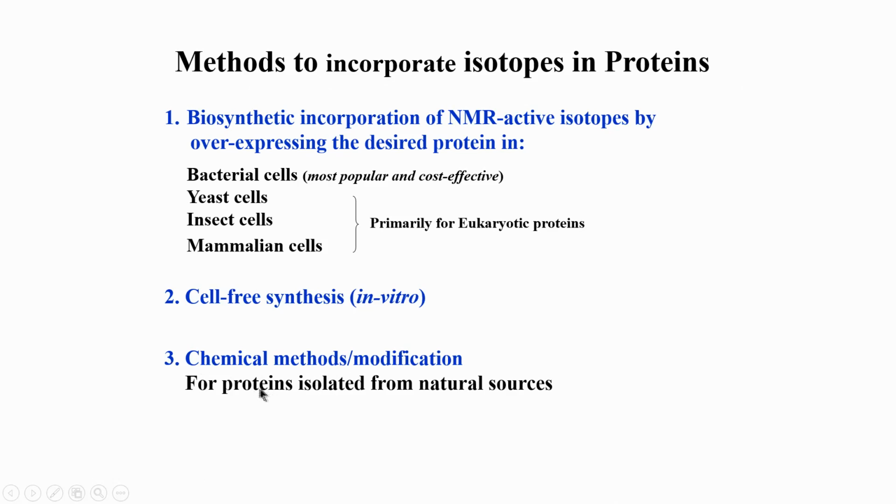So, this is something for which we cannot do labeling. For example, if a protein is coming from a natural source, there is no way I can express that protein in a bacterial cell. I am extracting directly from nature. So, for such kinds of proteins, we have to use chemical methods to purify, like using HPLC, and then directly go for NMR. So, labeling may not be possible in that case.